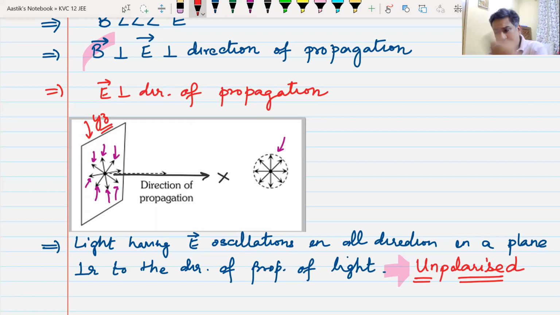Note it down. You may not have to draw the diagram. Just have to understand what is happening. If you want to draw a diagram, you may just draw this diagram just to make you understand that light is moving in all directions. Electric field is moving in all directions.